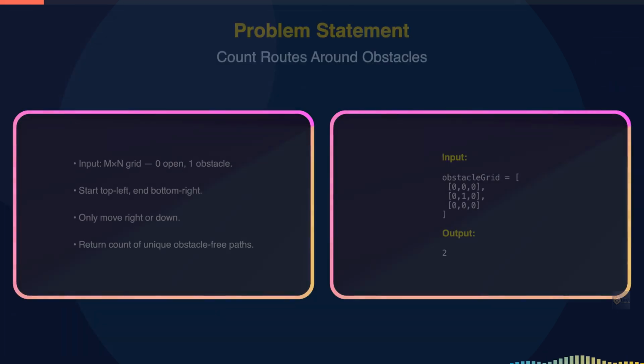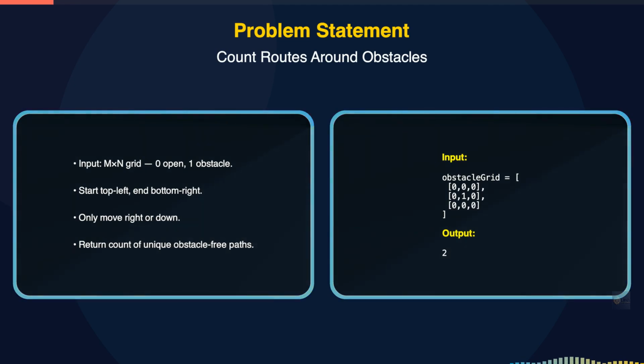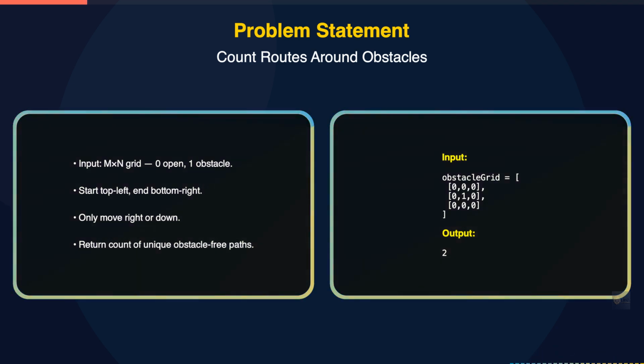Look at the problem statement. You receive an M by N grid. Each cell is 0 for open space or 1 for an obstacle. A robot starts at the top left cell and wants the bottom right cell. It may only move right or down. Return the number of unique paths that never step on an obstacle. If the start or finish is blocked, return 0.